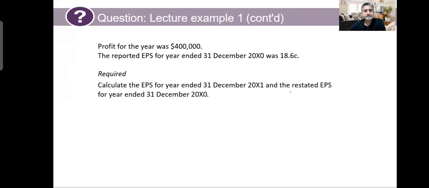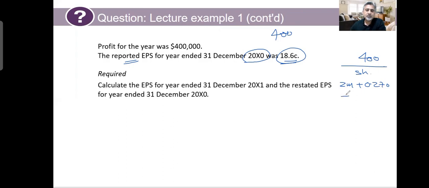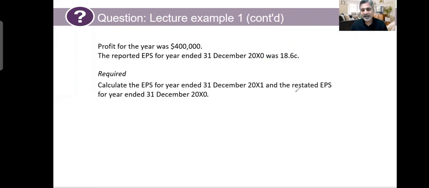Profit for the year was 400,000. The reported EPS for the year ended 31st December 2001 was 18.6. Last year was 18.6. This year you have 400,000 profit, and then you need to calculate the number of shares. So you had 2 million before, then you issued 270,000 at full value, plus you made a rights issue, plus you made a bonus issue. So this is your new number of shares. Calculate the EPS for the year ended 31st December 2001 and the restated EPS for the year ended 31st December 2000. So I'm going to calculate EPS for this year, and then I will restate the last year EPS as well. So how do we do that?